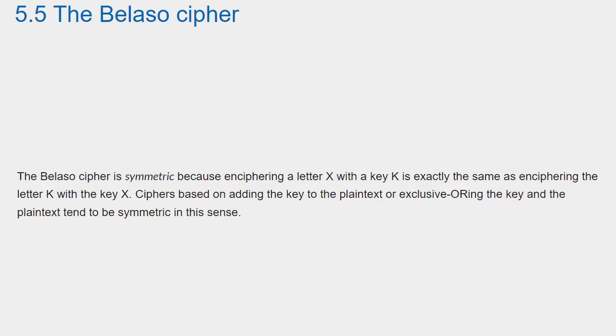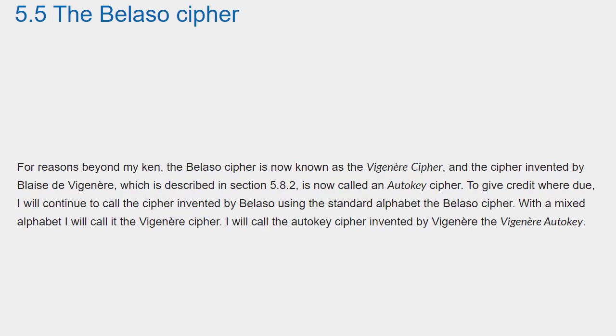The Belasso cipher is symmetric because enciphering a letter X with a key K is exactly the same as enciphering the letter K with the key X. Ciphers based on adding the key to the plain text or exclusive ORing the key and the plain text tend to be symmetric in this sense.